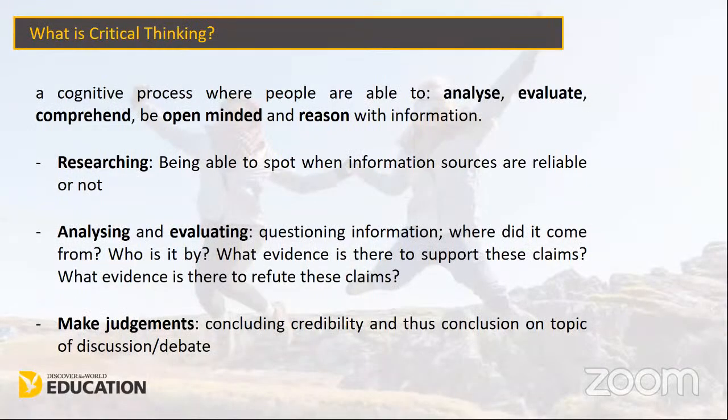Okay, so let's move on to critical thinking. The definition of critical thinking is a cognitive process where people are able to analyse, understand, evaluate, be open-minded, and to reason. So this comes into play when we're doing research, isn't it? Being able to question the information that you've got is so very important. Understanding when something is reliable, understanding who has written it, what evidence is there to support these claims? Is the evidence that I've got in front of me credible? And all of these are big critical thinking skills.